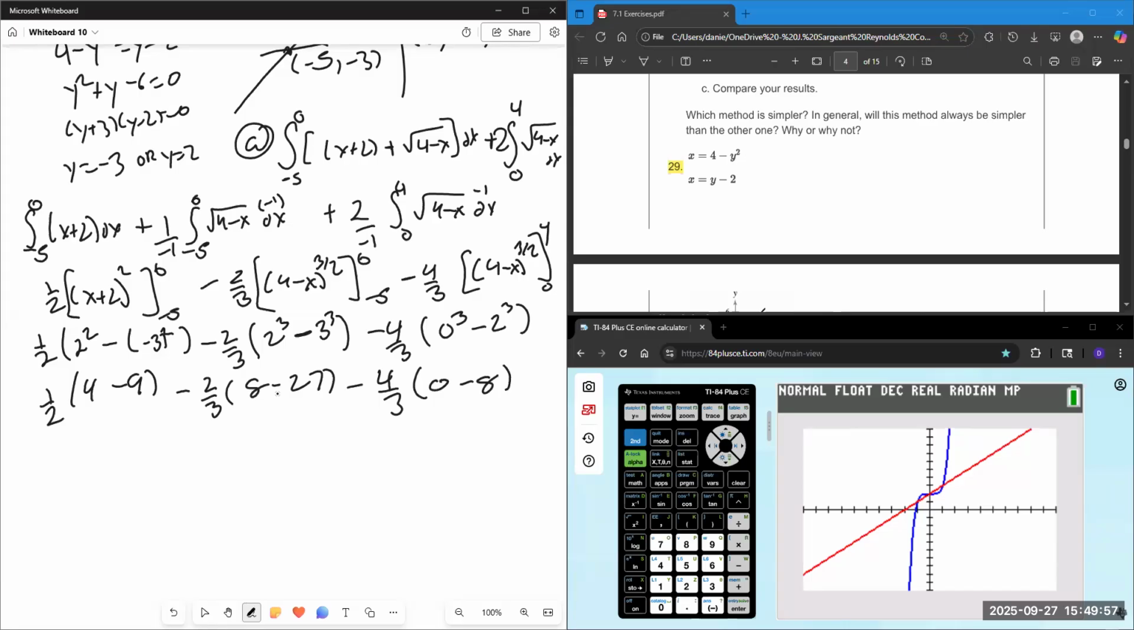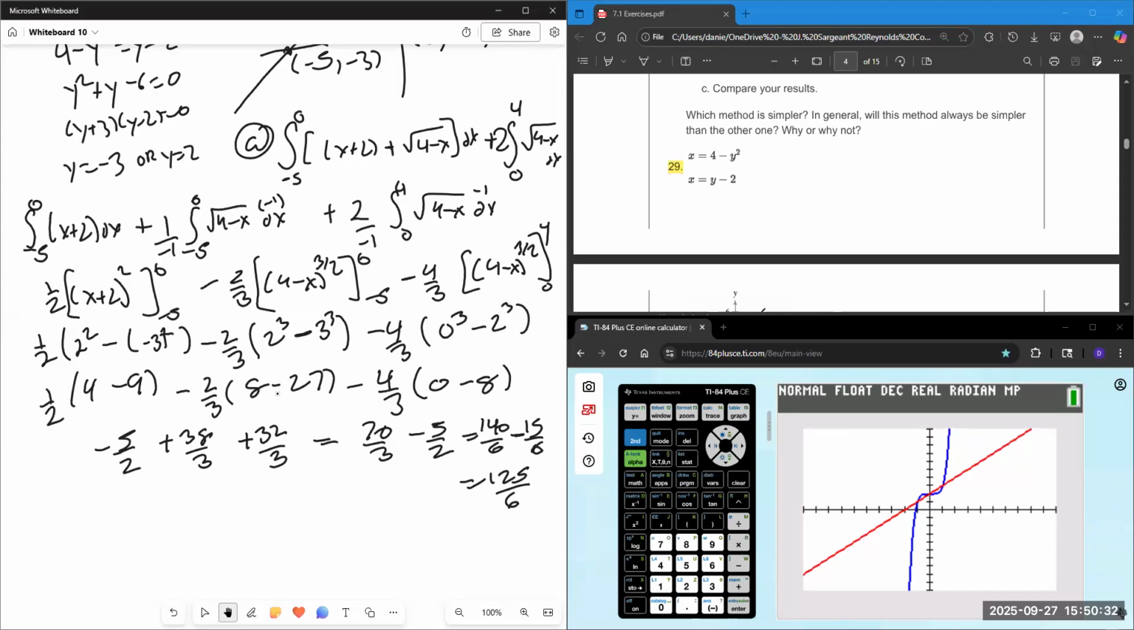So that is negative 5/2. Negative 19 times negative 2 is plus 38 over 3. Negative 8 times negative 4 is plus 32 over 3. So that is 70 over 3 minus 5 over 2, which is 140 over 6 minus 15 over 6, which is 125 over 6.